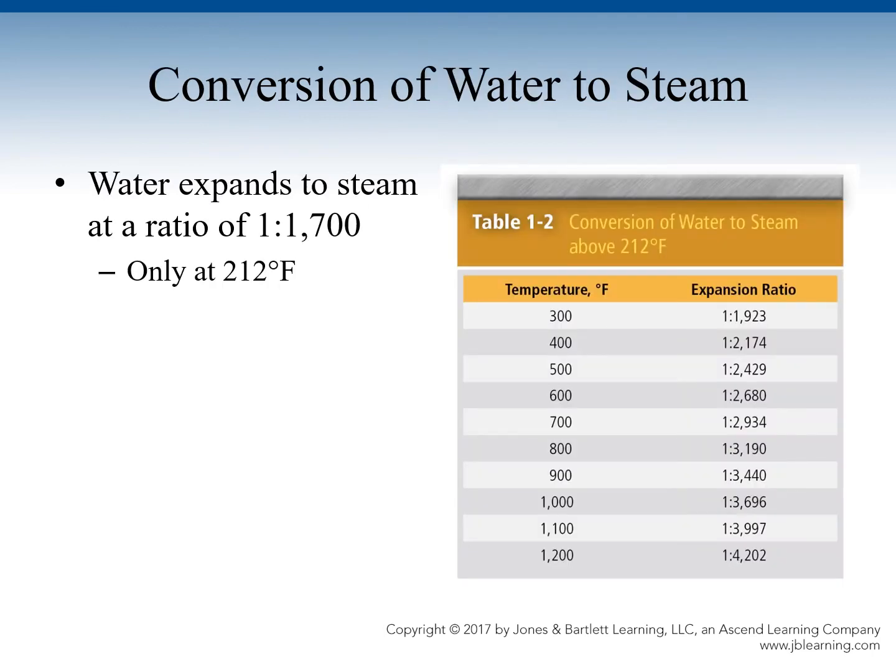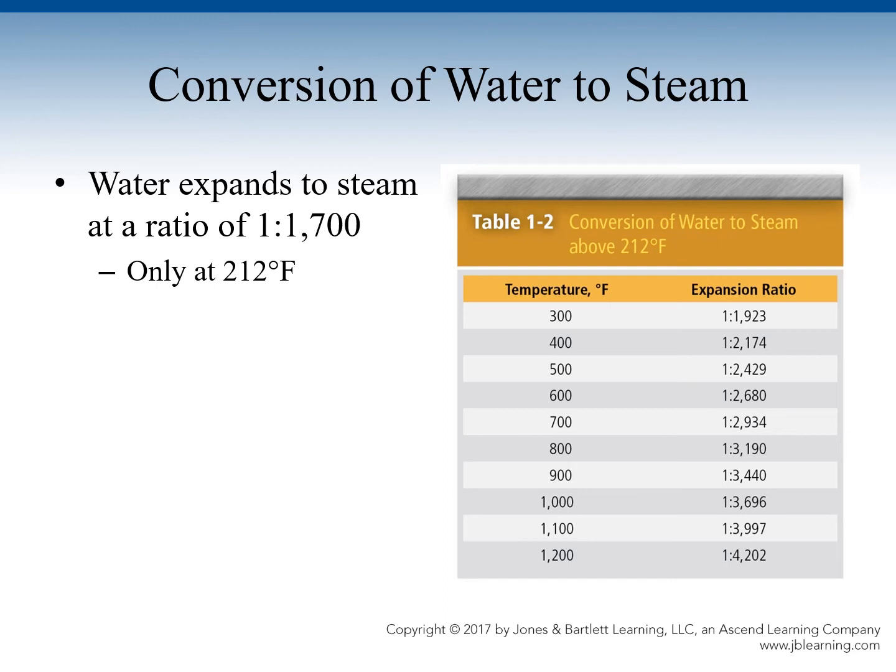So the conversion of water to steam, this is important. This is something I would definitely dedicate to memory. You might see this on a test, but water expands to steam at the ratio of 1 to 1,700 times, and this is at 212 degrees Fahrenheit. So if we look at our conversion chart, or our table here on the slide, we'll see that this is directly proportional. So as the temperature goes up, so does that ratio.